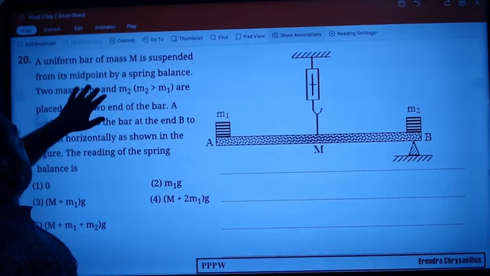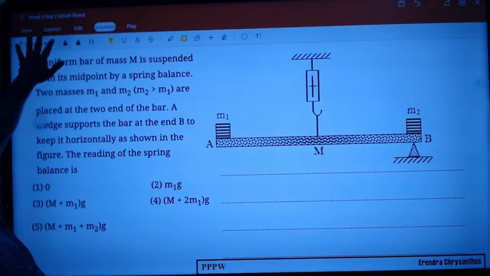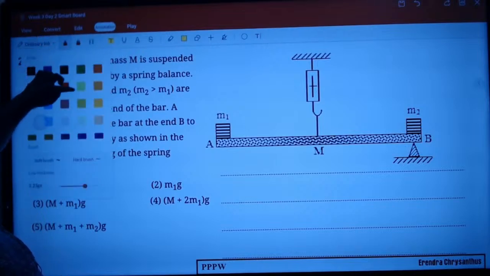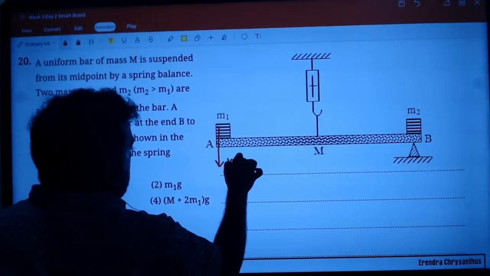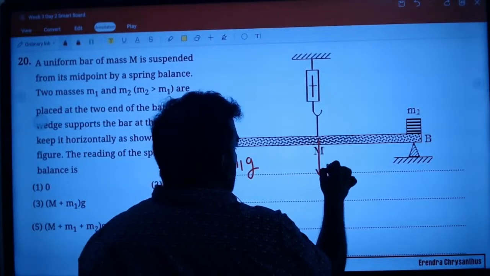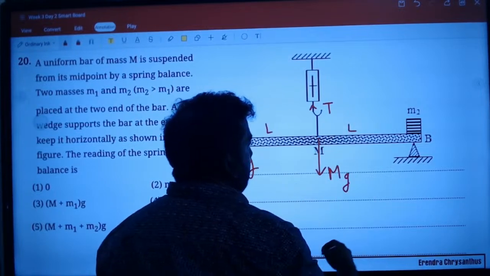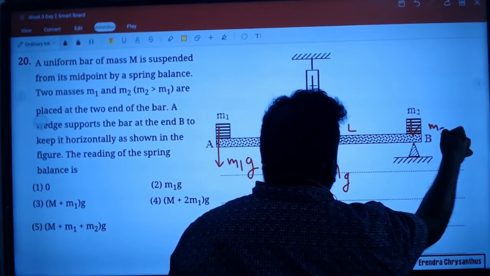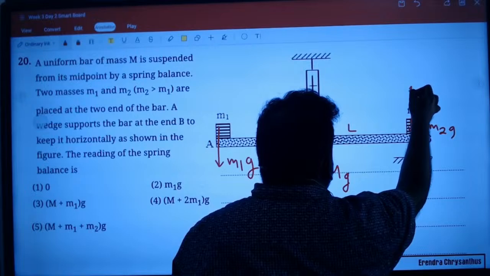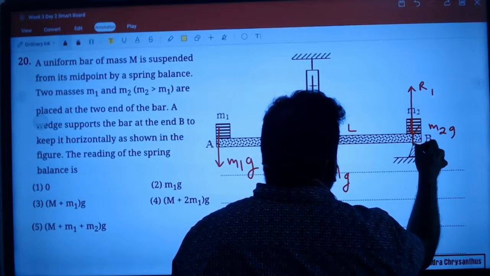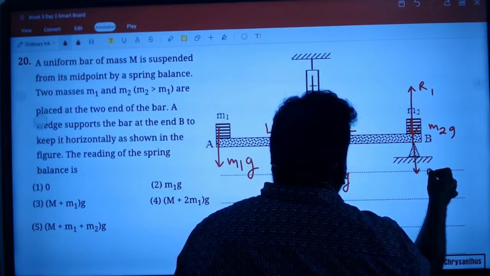Right, question number 20. Look, here you have M1G. Here total weight capital Mg. Length L, here tension. Here because of this weight there is M2G. Here the wedge is pushing the block upwards, the ruler is pushing the wedge downwards. There you go.